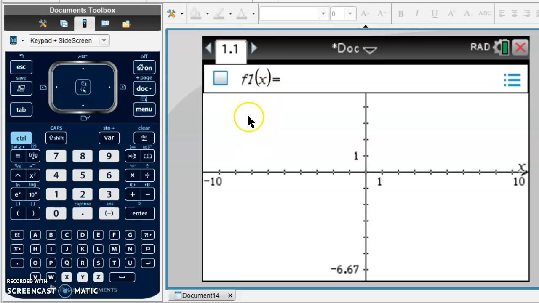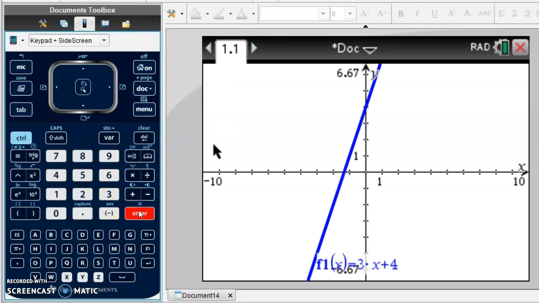Now right here, let's put in an equation, f of x equals 3x plus 4. I'm going to go ahead and push Enter, and here we go. So it graphs my line for me, and it also shows me my equation right down here.